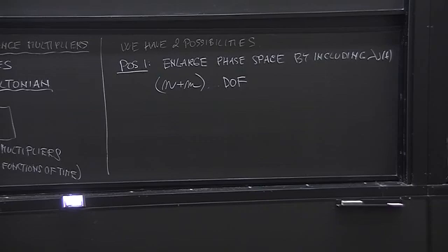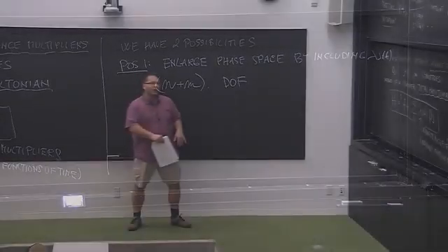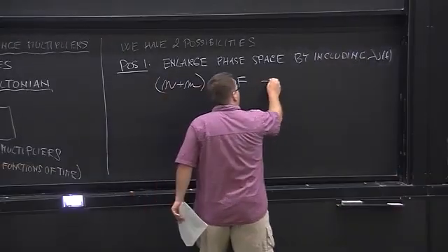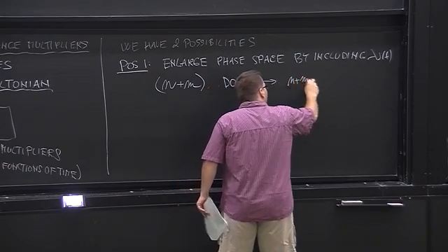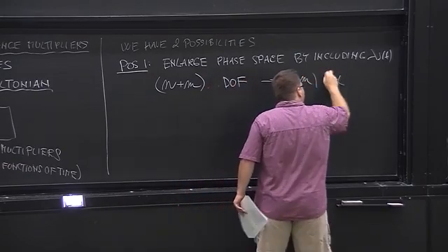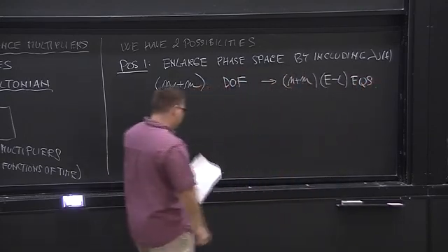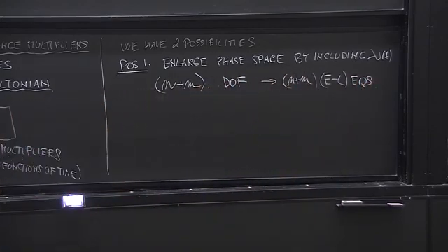But now you vary the resulting action with respect to all these things, so you get also n plus m Euler-Lagrange equations, because I treat these as just the normal coordinates.